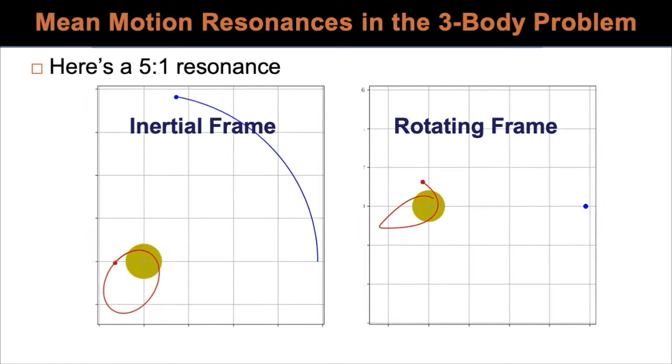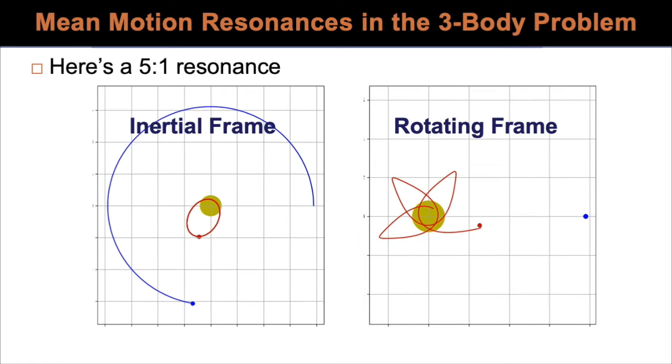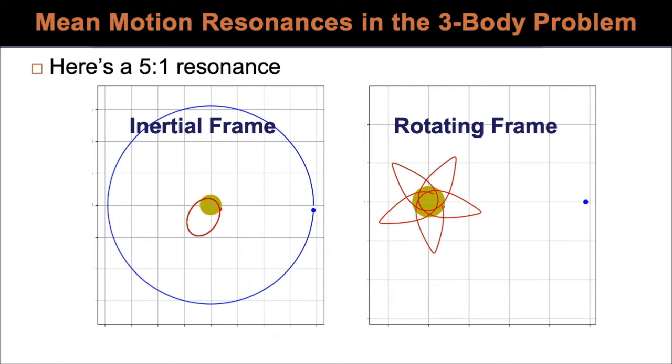And this is just showing a 5-to-1 resonance, just so you can get an idea of it. It looks like a closed ellipse in the inertial frame, but kind of a multi-petaled shape in the rotating frame.